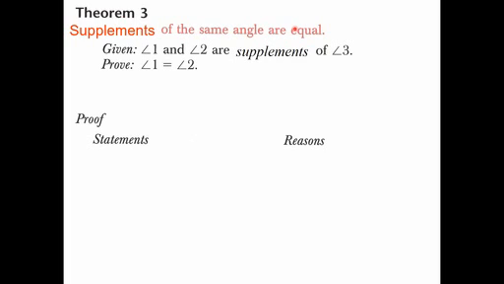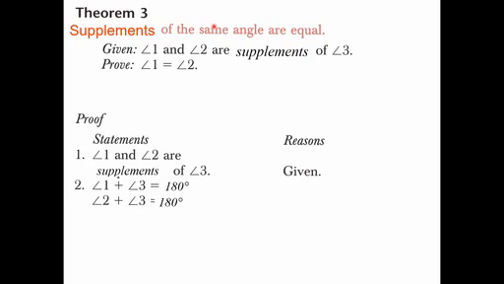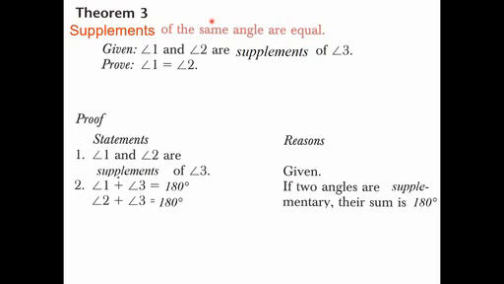So first step, you've got to start with our givens. So 1 and 2 are supplements of angle 3, and of course the reason would be given. Next, if 1 is a supplement of 3, what statement could we write? Well, we could say angle 1 plus angle 3 is 180 degrees. Same is true of angles 2 and 3. And that would simply be what? Correct, the definition of supplementary angles. Or written out in words, if two angles are supplementary, their sum is 180.